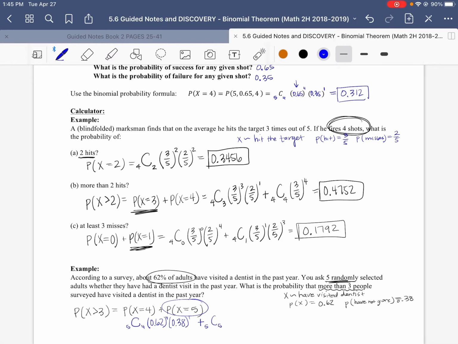So we do 5 choose 5. That means that all 5 of them went to the dentist. And I'm going to add this just so you see it, but that means that 0 of them didn't go to the dentist, so I'm going to raise that to the 0 power. And then again, you can plug that into the calculator, and we should end up with 0.372.